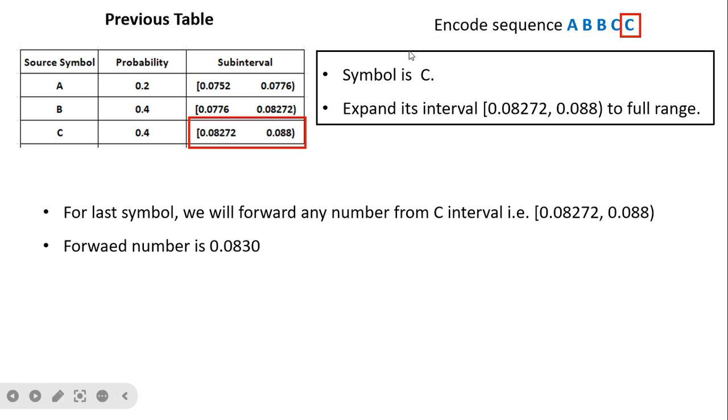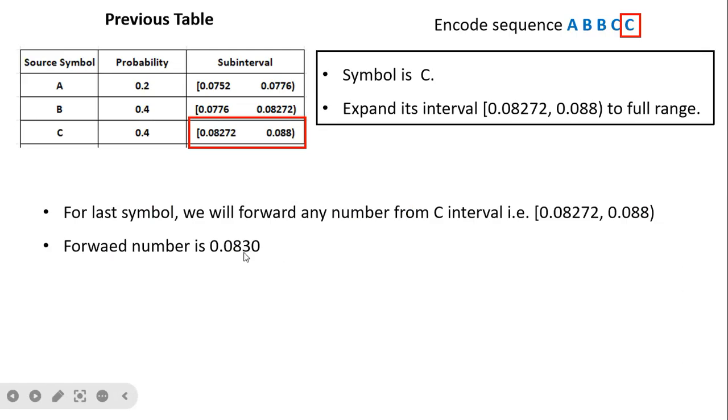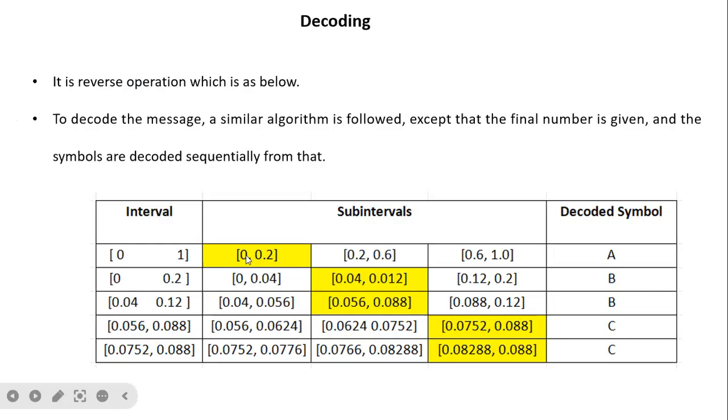Now for the last symbol we will not expand again, but we will send any number between these two interval limits. I have sent 0.0830, and we need to do the same operation at the receiver side. The receiver side has the characters and their probabilities, and it will apply the same algorithm. Based on this number's precision, it will expand the particular interval. So 0.0830 comes in this interval, so A is decoded, and again it expands this interval. In this way the decoding takes place and the characters get extracted at the receiver side.